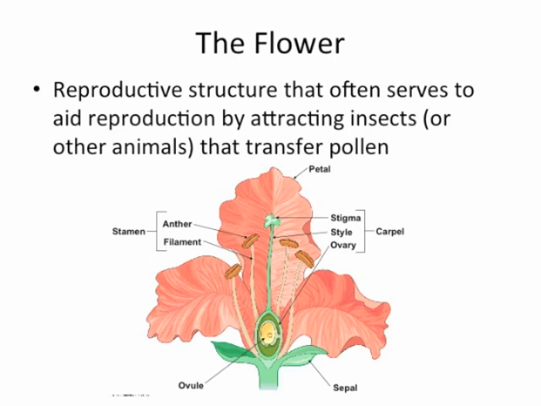it provides an enticement for a pollinator, and that's what its real design is for. It's a reproductive structure that serves to aid reproduction by attracting insects or other animals, because there'll be birds, there'll also be bats that pollinate things, to transfer pollen.